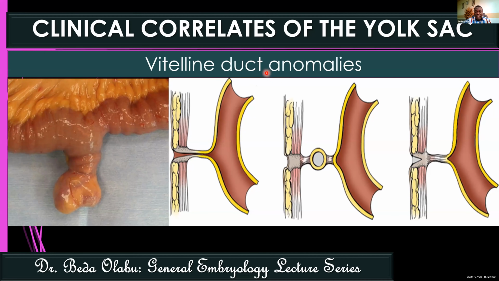So the disorders associated with the yolk sac are disorders associated with persistence of the vitelline duct. In the first image, it shows us a vitelline duct that persisted and is still attached to the intestine. This is what we call Merkel's diverticulum. So this is the small intestine, and this is the diverticulum.